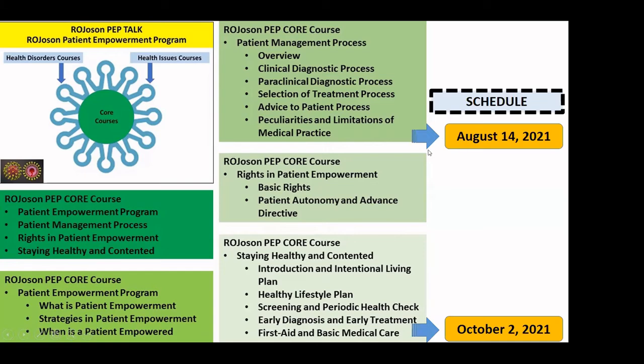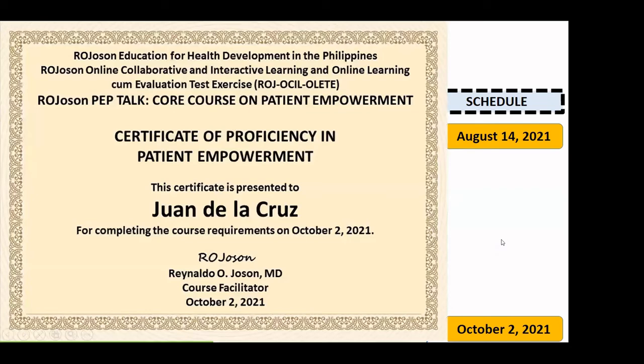So today is August 14. If we continue every Saturday, we hope to end the last session for the core course on October 2. So at the end of October 2, for those who have completed all of it, I will be issuing a certificate of proficiency in patient empowerment. So this is for the entire core course.